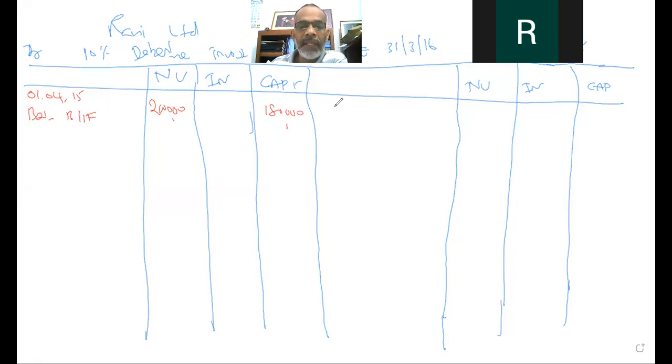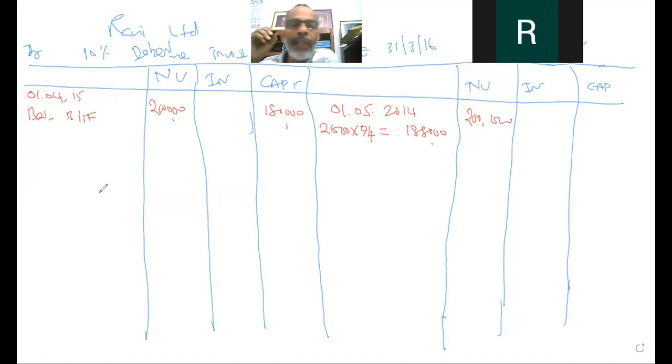I am writing here, if there is a sale on 1st May. If there is a sale, I told you investment account is credit. What account is debit? Cash account. Therefore, the entire 200,000 nominal value sold. For 100, they are selling at 94. Therefore, total will be 188,000.